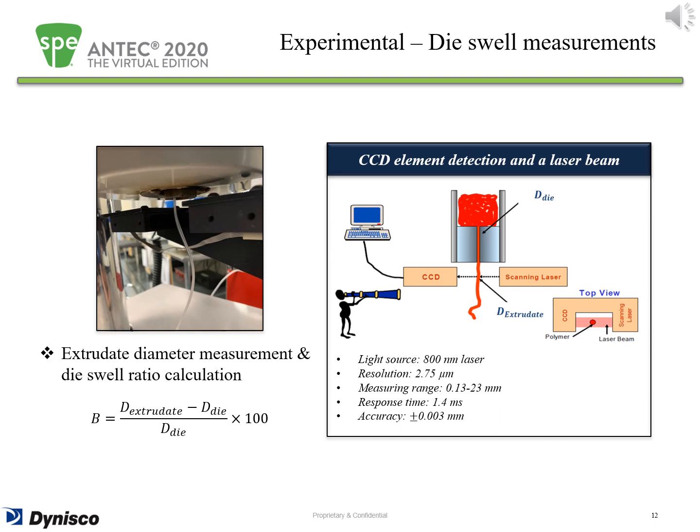In order to analyze the elastic die swell behavior of the materials, the diameter of the extrudates was measured using a laser scanning gauge and laser beam. This accessory element, which was installed behind the capillary die exit, had the light source of 800 nanometer laser. Finally, the die swell ratio was calculated by dividing extruded diameter by the capillary die diameter.